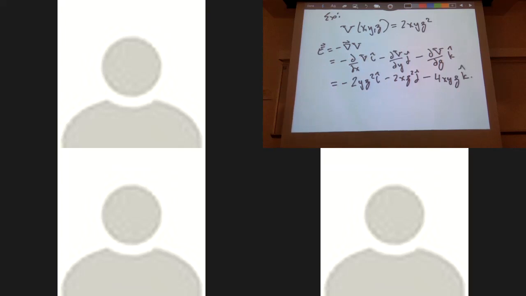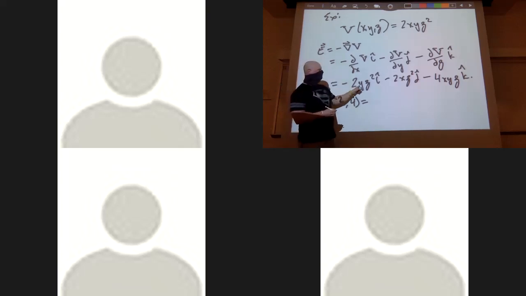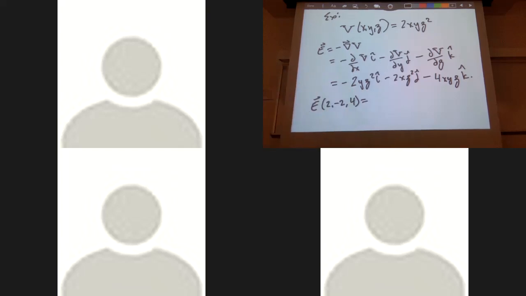Okay. So this is my electric field as a function of position anywhere throughout my space. So this is what my electric field looks like. But we're not just happy with that. What we want to do is know what is the electric field at a given point, which is given by (2, -2, 4). Which basically means that anywhere I have an x, I'm going to put in a 2. Anywhere I have a y, I'm going to put in a -2. And anywhere I have a z, I'm going to put in a 4.